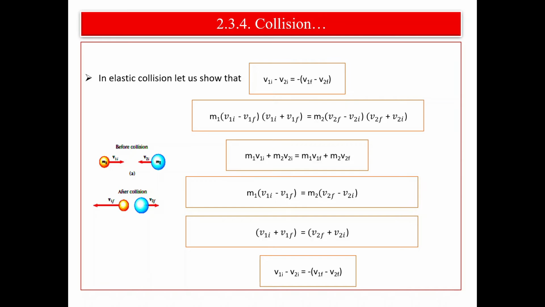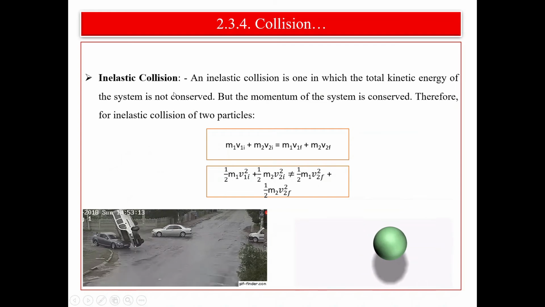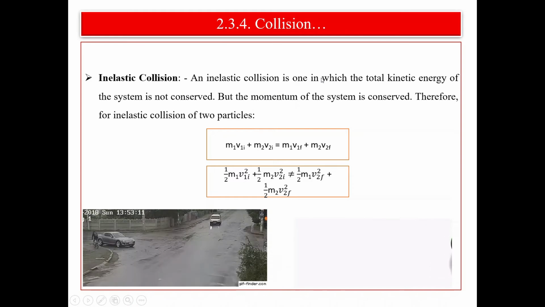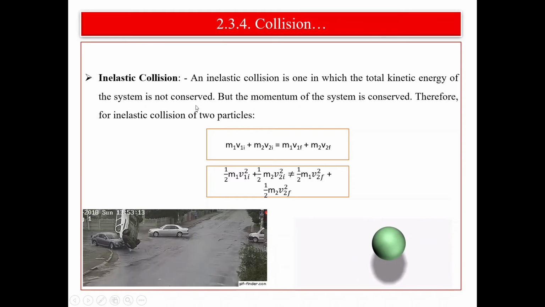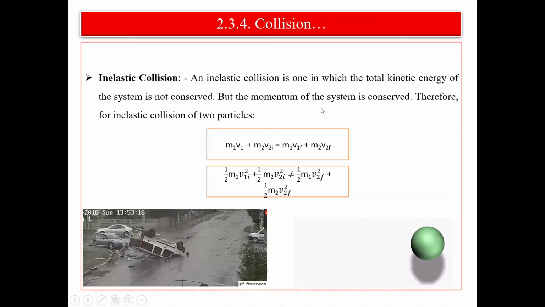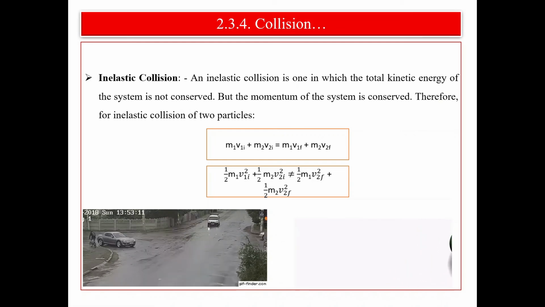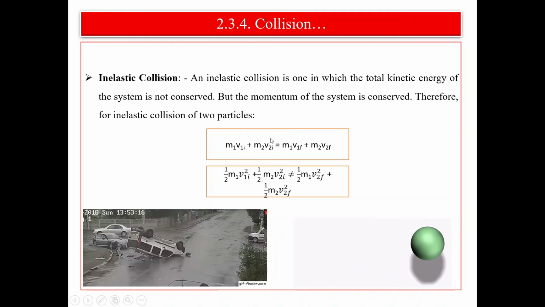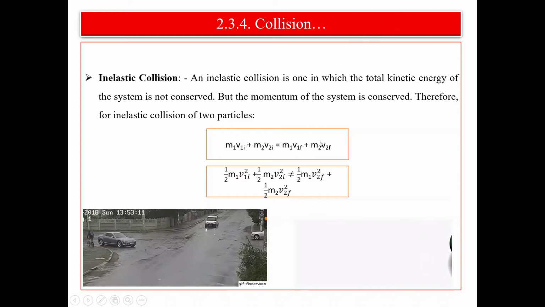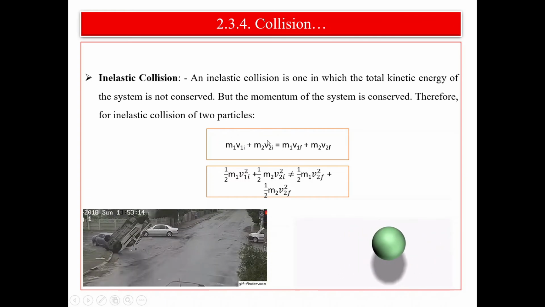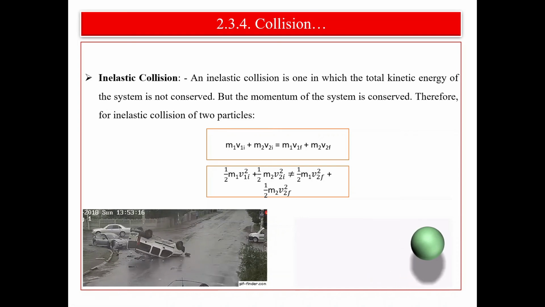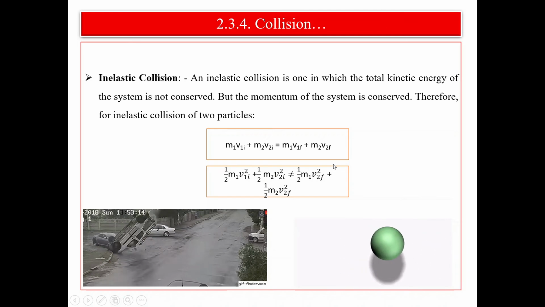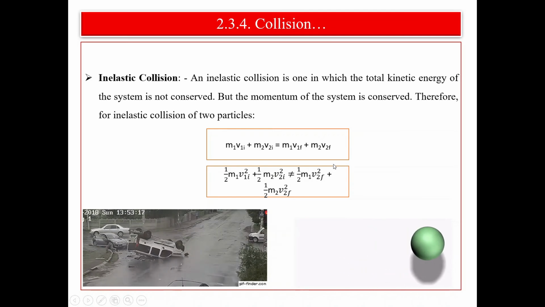Okay, let's proceed. So for an elastic collision, as you can see here in this example, an elastic collision is one in which the total kinetic energy of the system is not conserved, but the momentum of the system is conserved. Therefore, for an elastic collision of two particles, the initial momentum and the final momentum are equal, but the initial kinetic energy is not equal to the final kinetic energy. Energy may be lost in different forms.